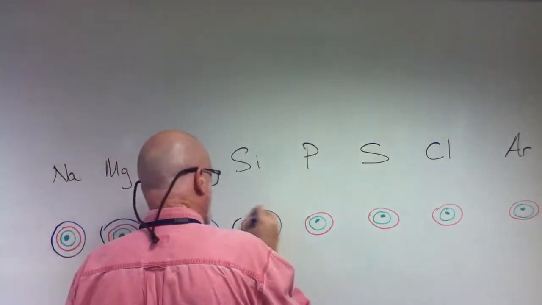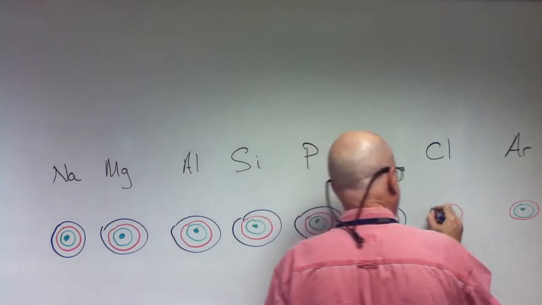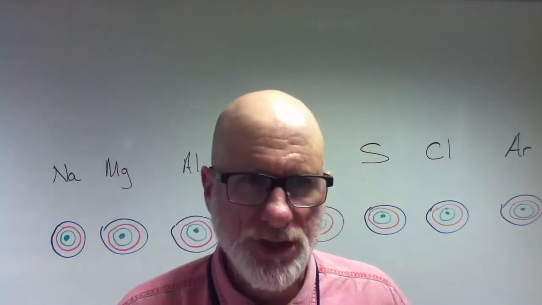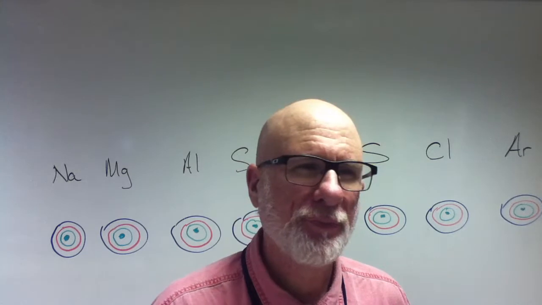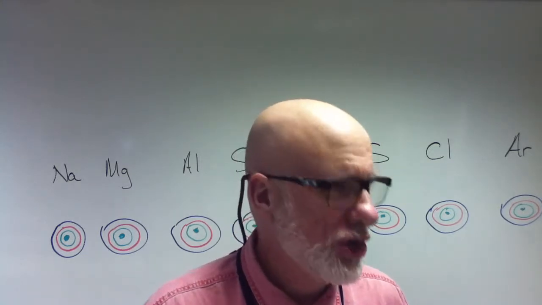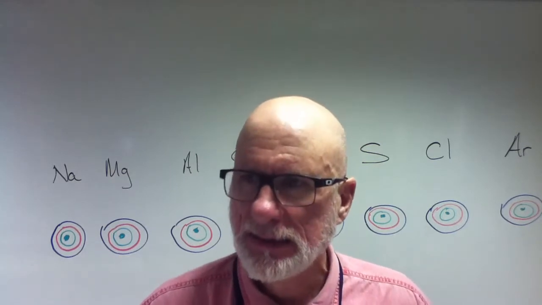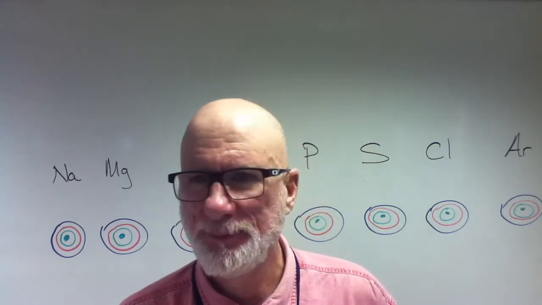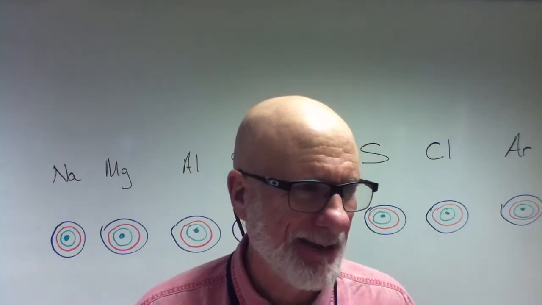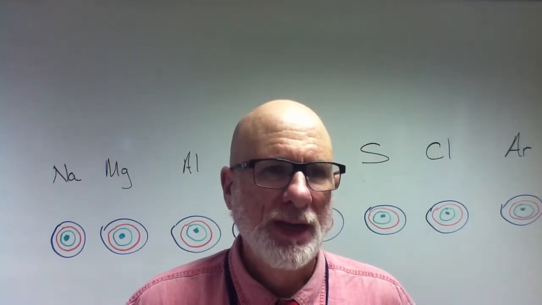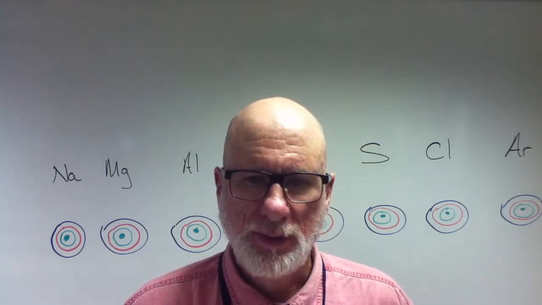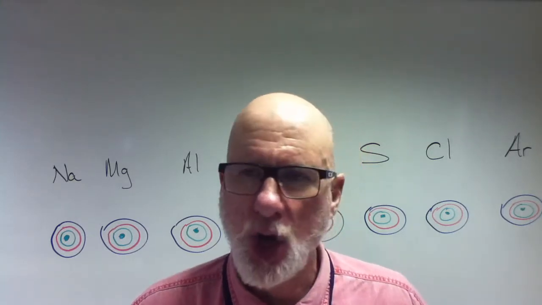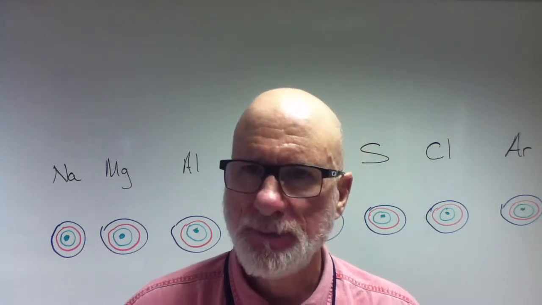Now, what keeps the electrons in orbit? What holds the electrons in orbit? Starts with an N. Nucleus. And what in the nucleus specifically holds the electrons in orbit? Starts with a P. Protons. Good. It's essentially, therefore, the nuclear charge that holds the electrons in orbit.